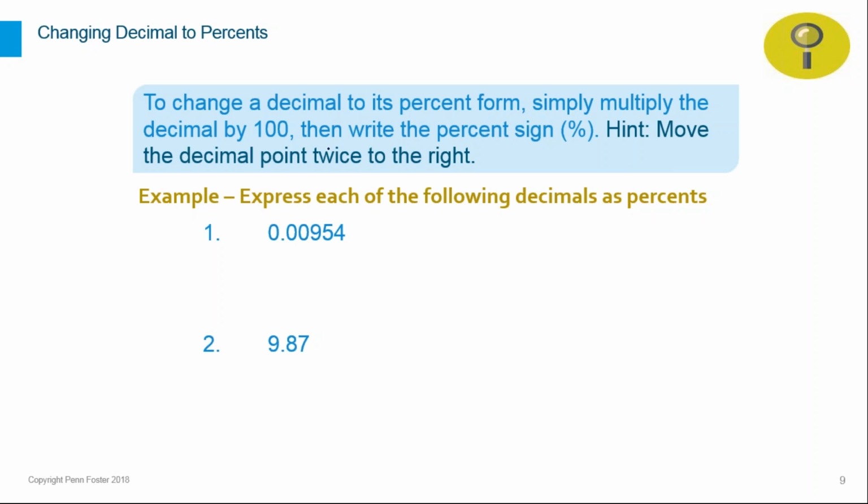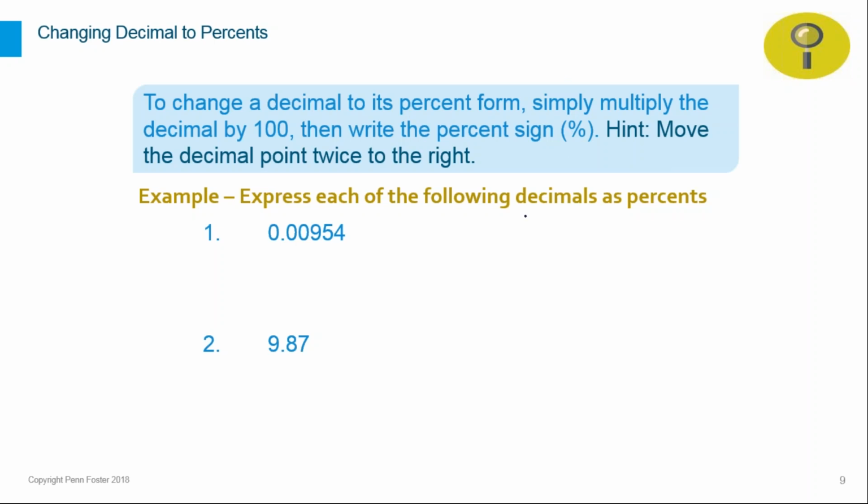Express each of the following decimals as percents. So now we're going to do the opposite. We have the decimal form, but we need to represent that decimal in terms of a percent. So it means that we are trying to bring in the percent sign. And remember, we said whenever we bring in the percent sign, we need to multiply times 100.